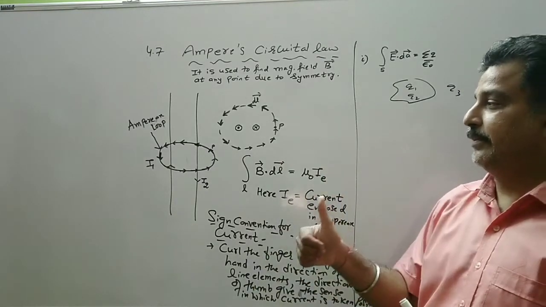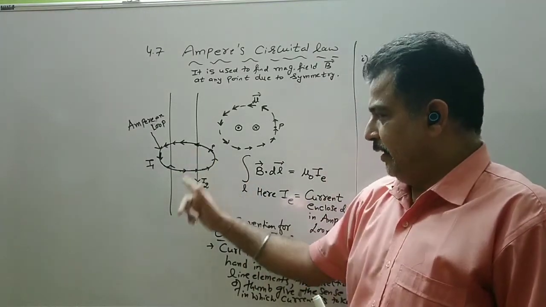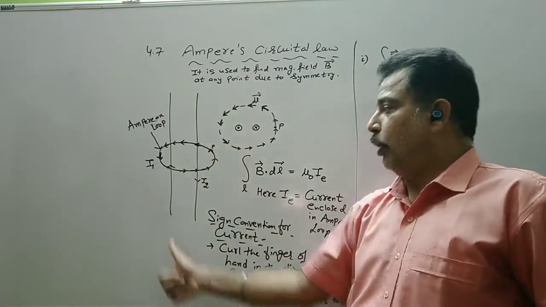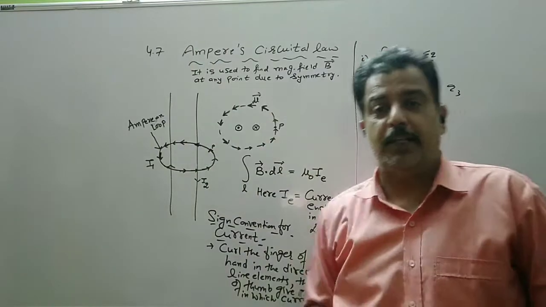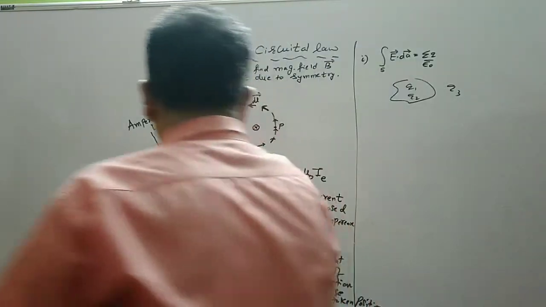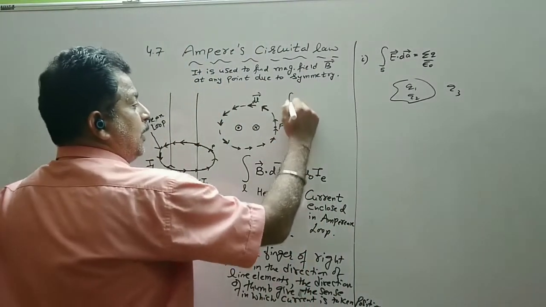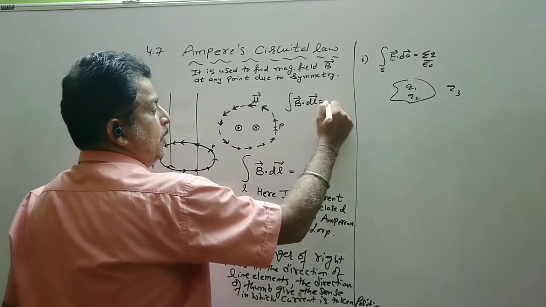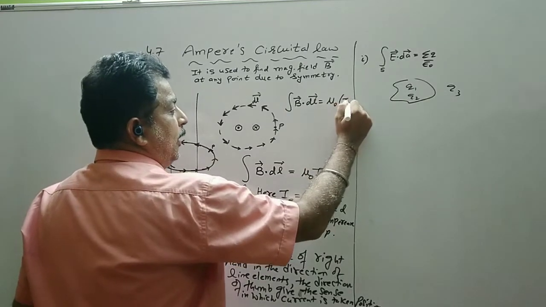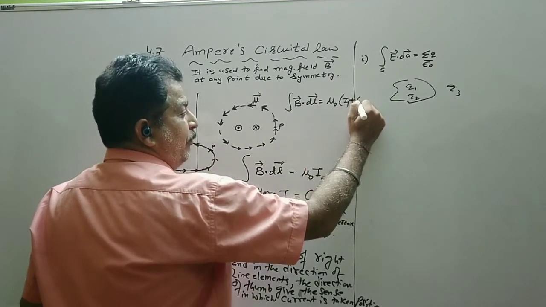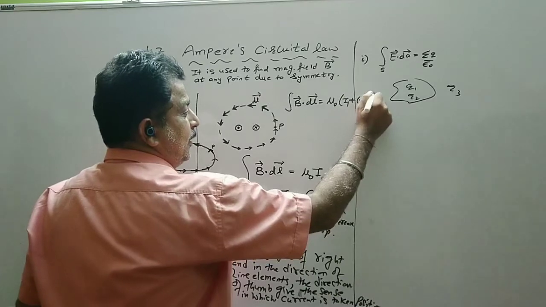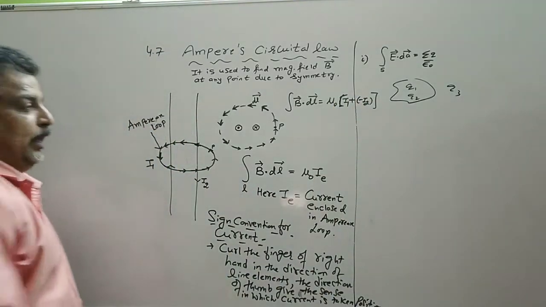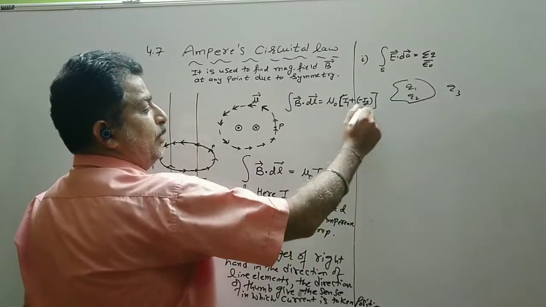So if your thumb is, I can apply it in this diagram also, so anti-clockwise, my thumb is upward, so all the current in the upward direction will be considered as positive. So for this diagram, Ampere's Circuital Law can be written as the integral of B dot dl is equal to mu naught times I1 plus or minus I2. So generally we write this as plus or minus I2. That is, we did the summation of the current.